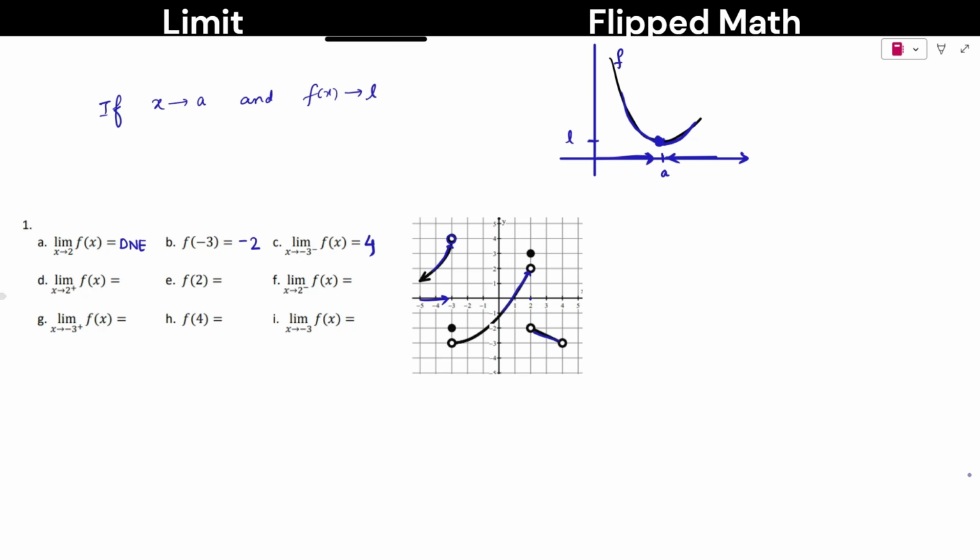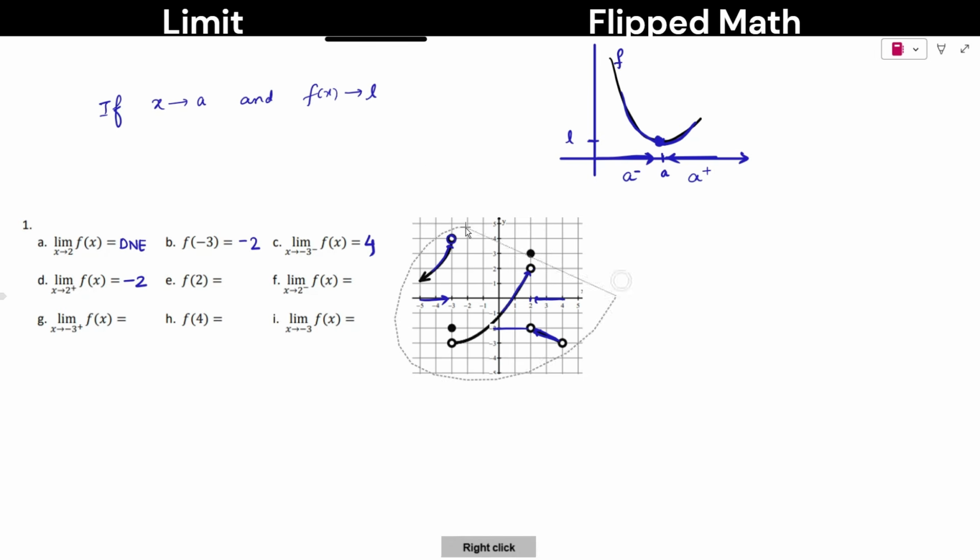Limit as x approaches 2 from the positive side, from the right side. So this is coming from the right side. When you come from the right side, the value is negative 2. So don't get confused about why they give you positive and negative. If you are coming from the left side, they will use a negative. If you are coming to A from the right side, they will use a positive. It's just a notation used.